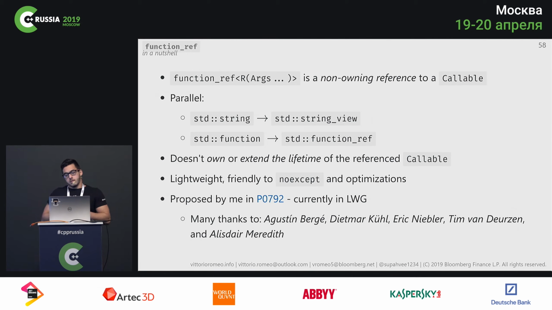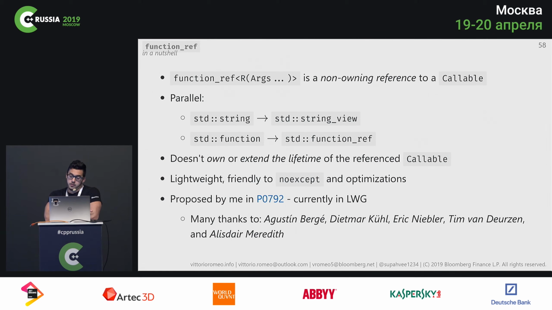In general, function_ref takes a signature with a return type and a bunch of arguments, and that's a non-owning reference to a callable with that signature. The parallel that I mentioned is, if you think about string to string_view, you think about function to function_ref. It's the exact same thing. So string_view is a reference to a string. function_ref is a reference to a function. It doesn't own or extend the lifetime of the referenced callable. So it's very easy to get into situations where you have dangling references if you're not careful with this. Exactly the same as string_view.